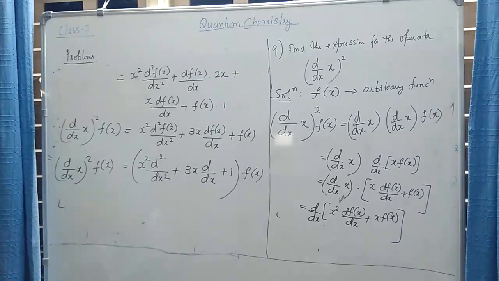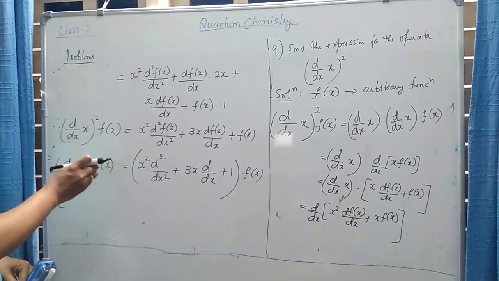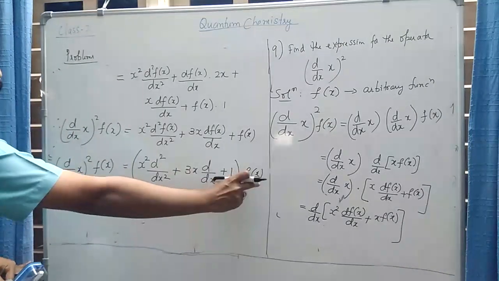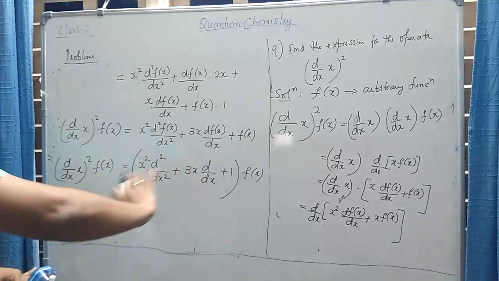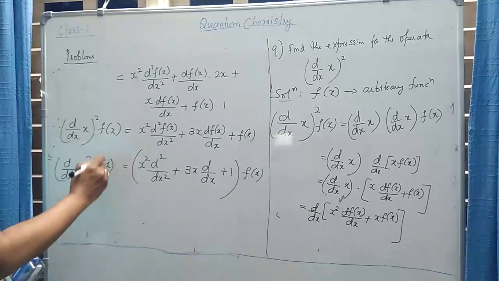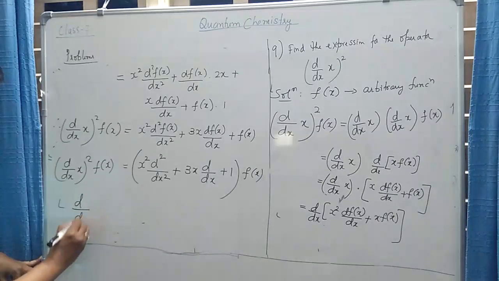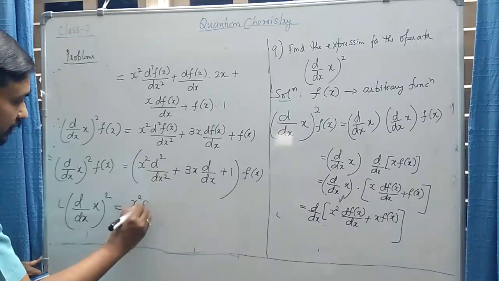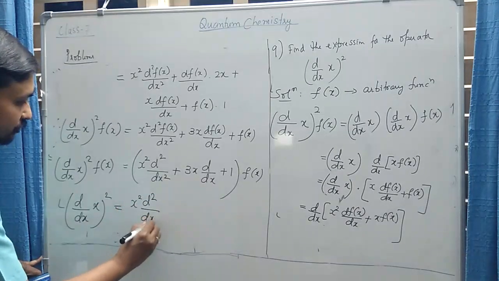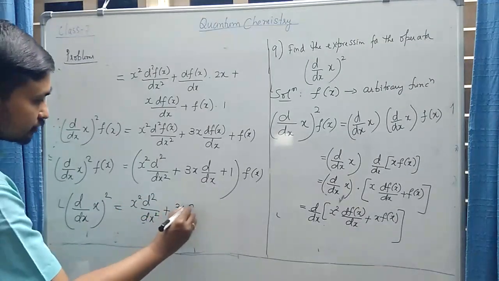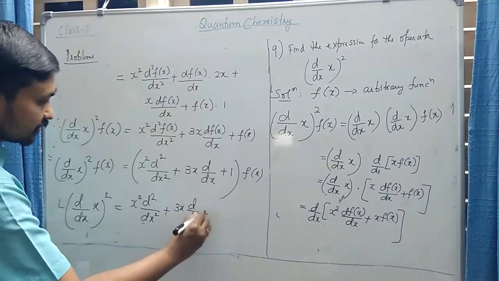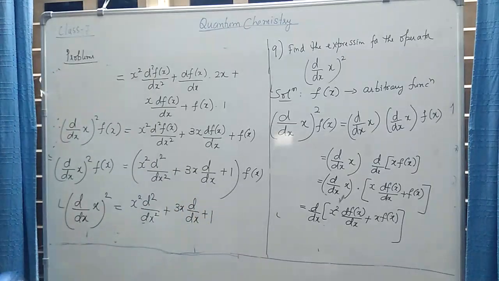As I already told you, to obtain the final operator equation, we have to remove this arbitrary function. Because f of x is now factored out in both LHS and RHS, you can remove this function and you get the corresponding operator equation. (d/dx · x)² is nothing but x² d²/dx² plus 3x d/dx plus 1. So this is the expression for the operator (d/dx · x)².